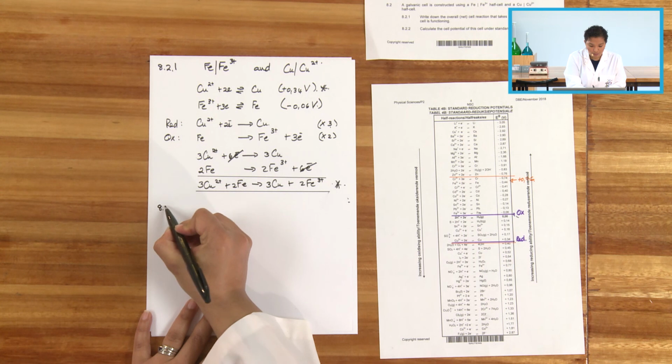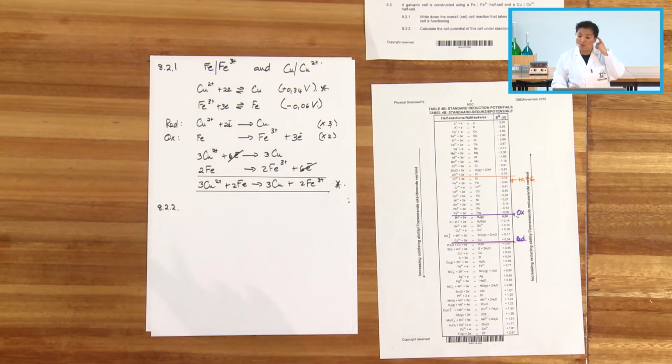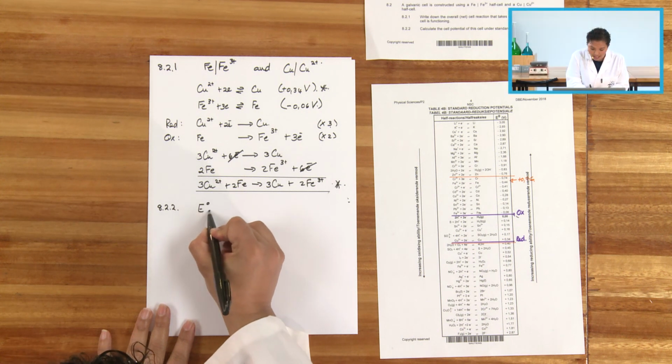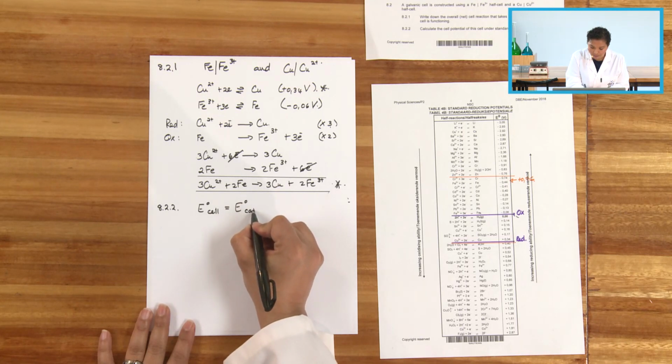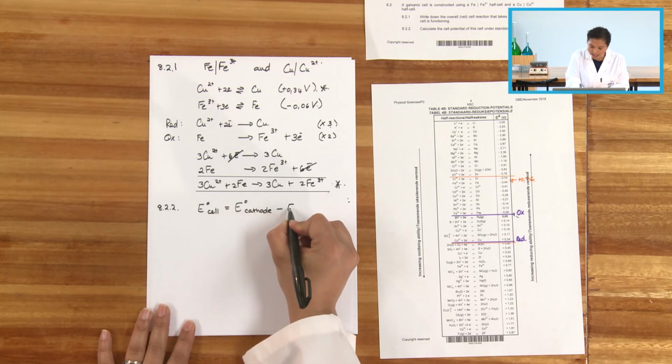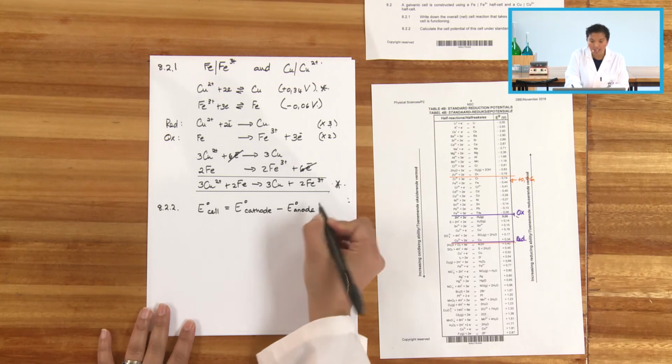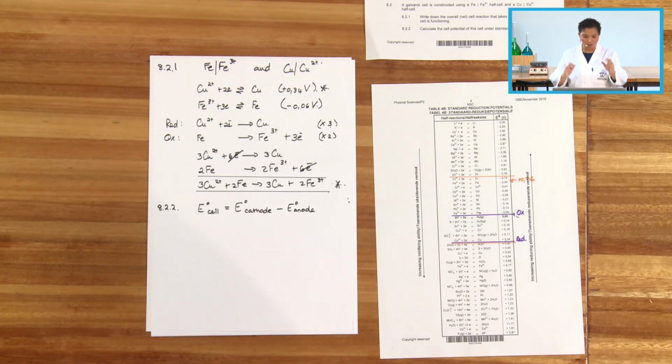Last question, 8.2.2. It's worth 4 marks, and what we suspected, we need to calculate the E naught of the cell under standard conditions. The previous information was already done for us, so all we need to remember is that equation on our data sheet. So we know that E naught of the cell is E naught of the cathode minus E naught of the anode. I've copied that straight from the data sheet, nothing complicated, and you have to copy it correctly.